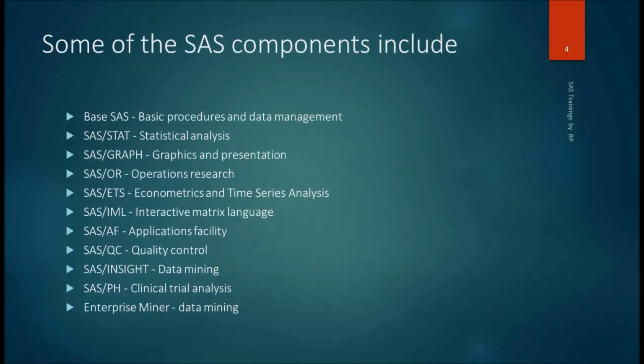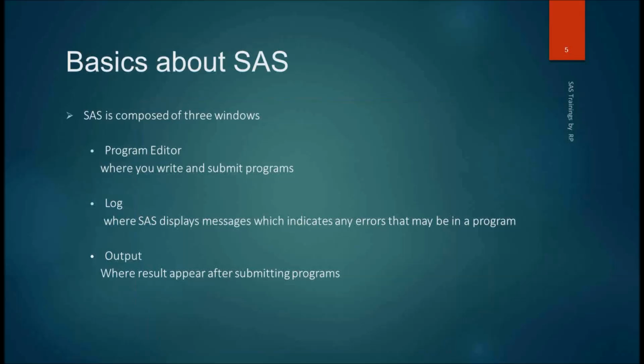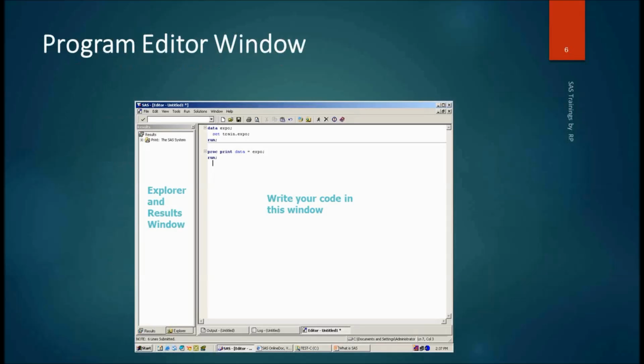Some of the SAS components include base SAS, SAS/STAT, SAS/GRAPH, etc. The most popular SAS components are SAS BI, DI, and base SAS. Basics about SAS: SAS is composed of three windows. One is the Program Editor, where you write and submit your programs; a log window, which displays SAS messages that indicate errors that may be in your program; and an output window, where results appear after submitting your program.